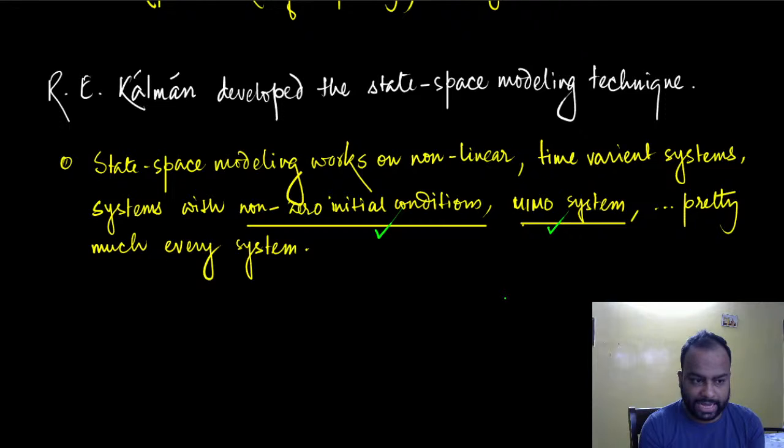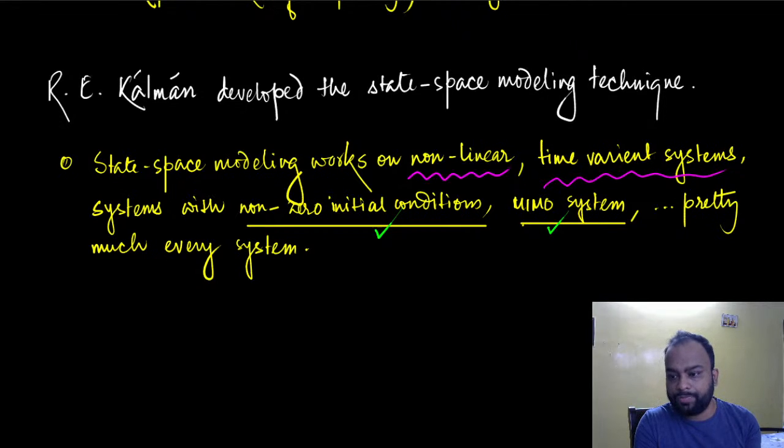But you have to understand that a modeling technique that is capable of modeling nonlinear systems is also capable of modeling linear systems, obviously. A modeling technique that is capable of modeling time variant systems is also capable of modeling time invariant systems, obviously. A technique which is capable of modeling non-zero initial conditions will also be capable of modeling zero initial conditions. Again, a system which is capable of modeling MIMO systems will also be capable of modeling SISO systems, because these are just the supersets, right?